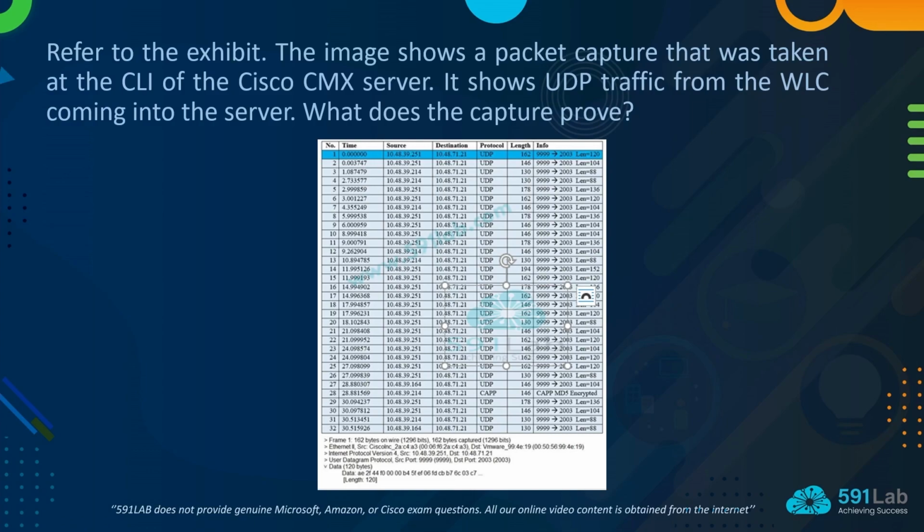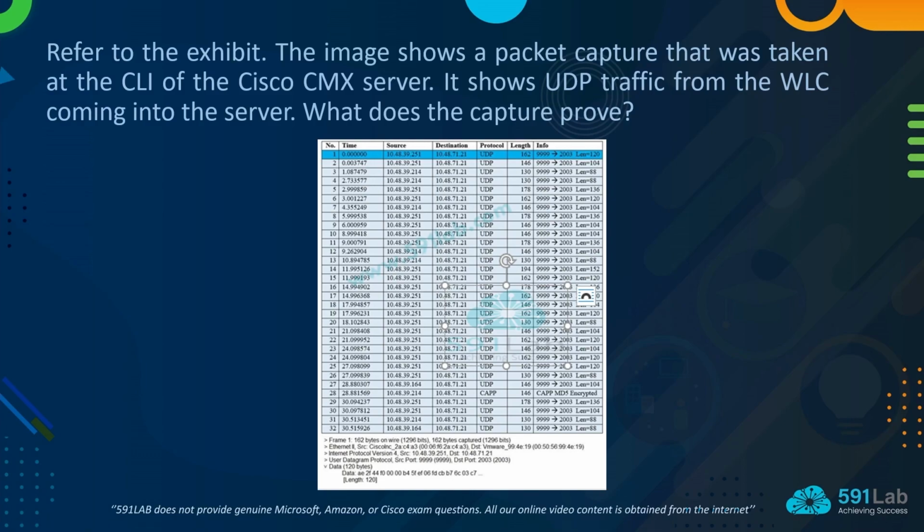Refer to the exhibit. The image shows a packet capture that was taken at the CLI of the Cisco CMX server. It shows UDP traffic from the WLC coming into the server. What does the capture prove? So basically we have a capture taken at the CMX side. It shows traffic from the WLC. The source IP that ends with 251 is the controller IP, and .21 is the CMX server IP. We can see that it's a UDP packet. The source port is 49s, and it goes to port 2003 at the CMX.